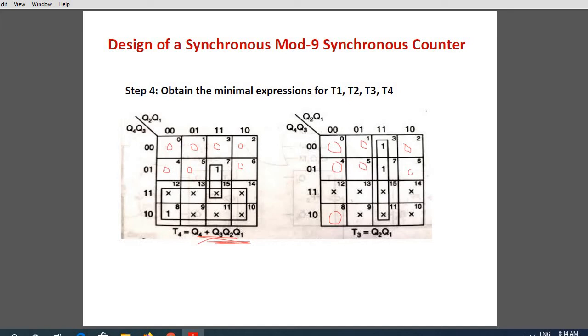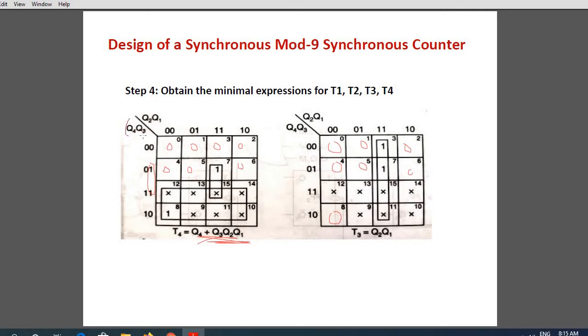What is remaining constant? This. Q3 is remaining constant as a 1. Again, Q2, Q1 is remaining constant as 1, 1. That is why it is Q3, Q2, Q1. Now you can read this quad also. I hope you know how to fill the inside portion.